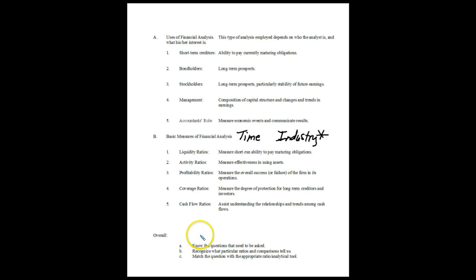Okay, what questions do we need to be asking ourselves as we analyze a company financially? Well, we have to know which questions to ask. And to a certain extent, you're going to find it's a puzzle. Some of these questions will just come to you as you start solving pieces of the puzzle. We want to recognize the ratios and what the comparisons tell us. So the ratios are a good place to get started, but I also have to understand what the ratios are telling me. And then match the question in Part A with the appropriate analytical tool. So if I want to know about liquidity, then I want to recognize which ratios are going to tell me about liquidity. So I need to match those together.